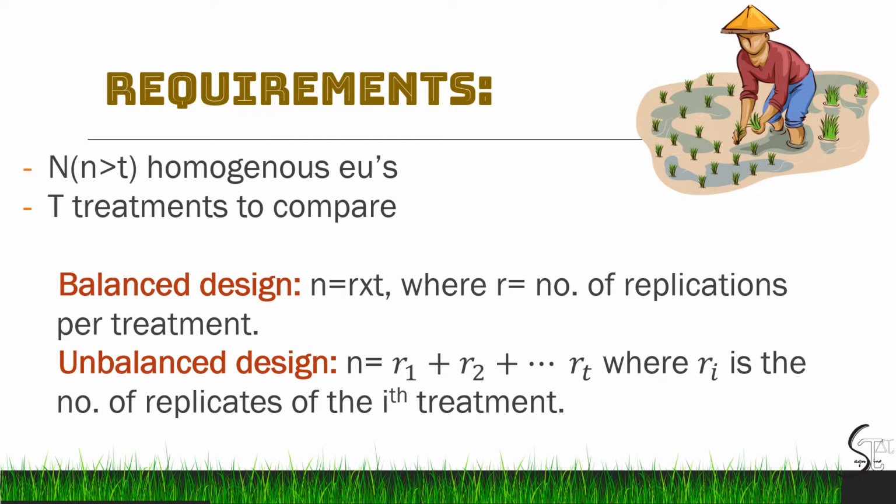And for the unbalanced design, there are treatments that are not replicated uniformly. For example, your treatment 1 is replicated 2 times and your treatment 2 is replicated 4 times. You can call that an unbalanced design. So for this, N is equal to R1 plus R2 plus ellipsis up to Rt, depending on how many treatments you have, where Ri is the number of replications per treatment, or the number of replicates of the ith treatment.